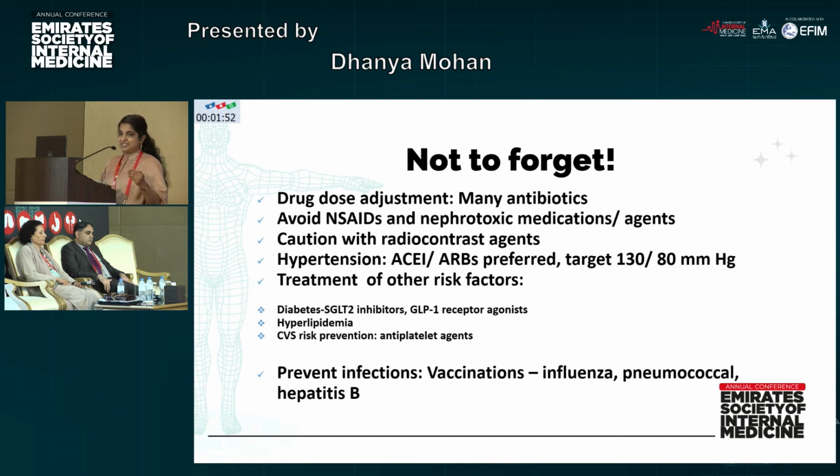We know that in hypertension, I've not touched upon this, but ACE inhibitors and ARBs are the preferred drugs of choice to prevent progression of CKD, reduce proteinuria, and it is important to treat other risk factors like diabetes. New evidence has come in for SGLT2 inhibitors and GLP-1 receptor agonists like liraglutide, dulaglutide, and tirzepatide, which prevent progression of CKD as well as offer cardiovascular protection, and to correct hyperlipidemia, and to provide cardiovascular risk protection with an antiplatelet agent.